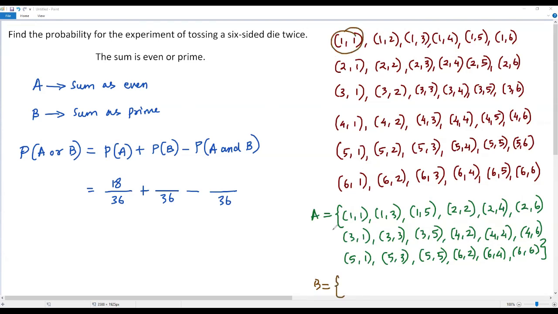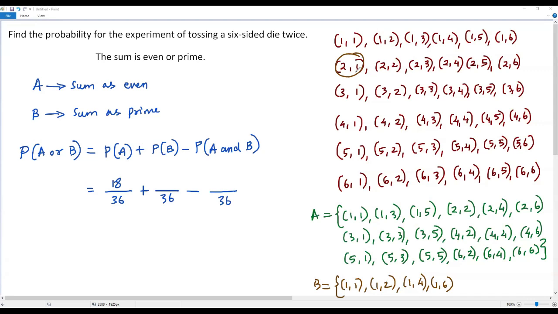Okay, 1 plus 1 is 2. 2 is a prime number, so we can write 1 comma 1. Okay, 1 comma 2. 1 plus 2 is 3. 3 is also a prime number, so 1 comma 2 we can take it. 1 plus 3 is 4. 4 is a composite number, we cannot consider. 1 comma 4. 1 plus 4 is 5. That is a prime number. Oh, sorry, 1 comma 4 is considered. And 1 comma 5 we cannot consider. Okay, now let's consider 1 comma 6. When I add 1 and 6, I'm getting 7. So 1 comma 6 is considered to be an outcome of B, because 1 plus 6 is 7. 7 is a prime number.